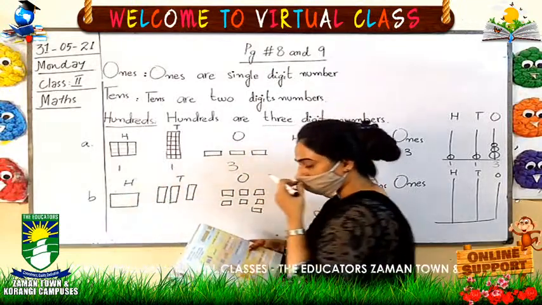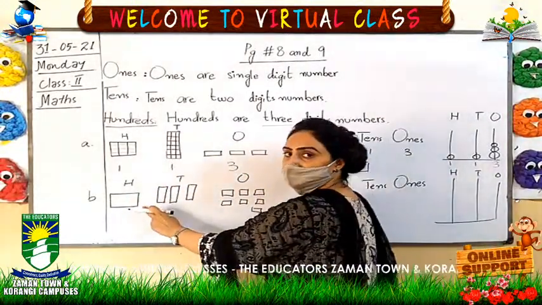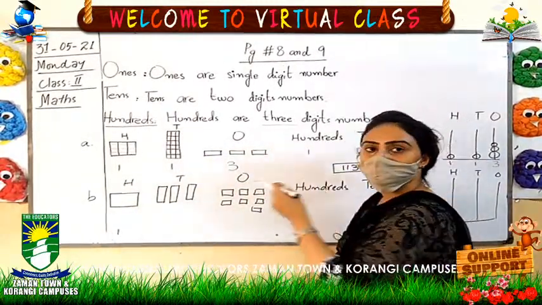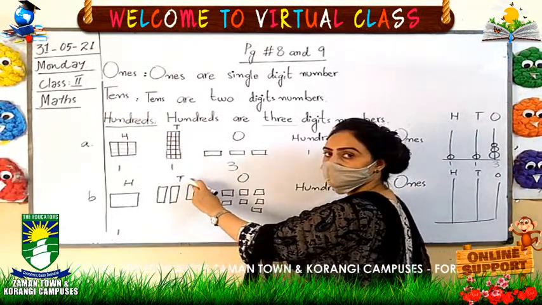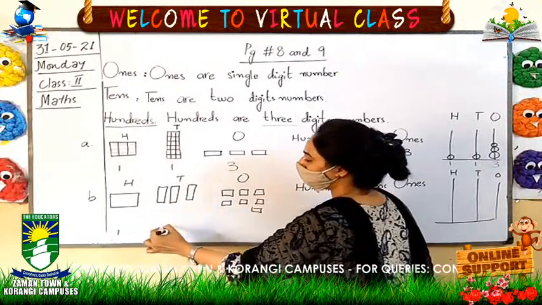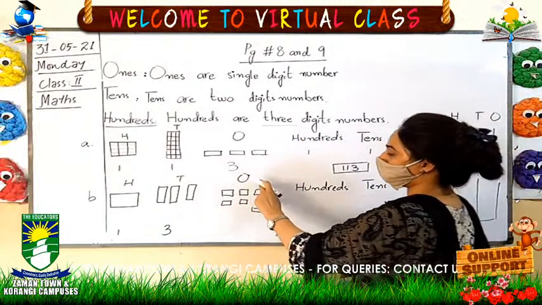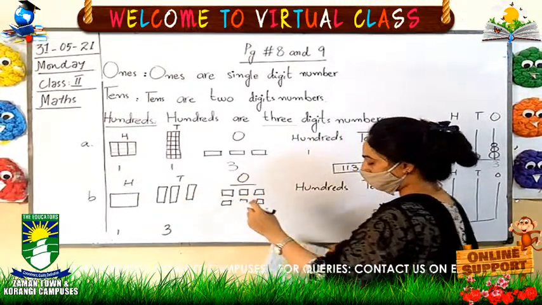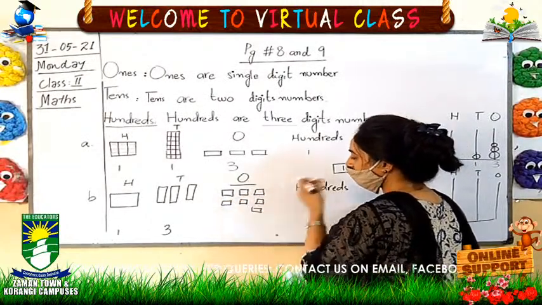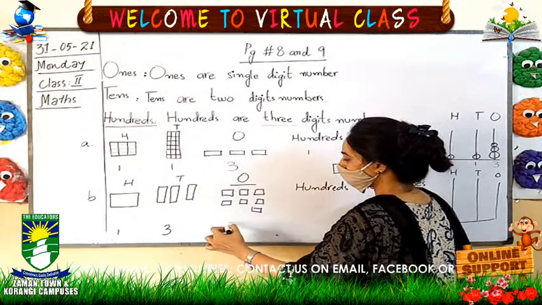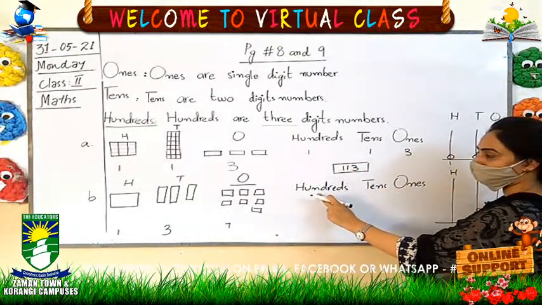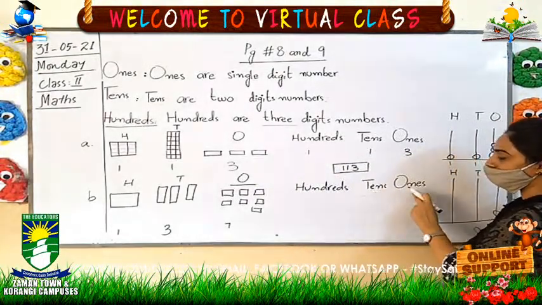How many hundreds are there? One. So write one here. Now it's time to count tens. How many tens are there? Count the blocks. 1, 2, 3. So write 3 here. Now ones. Count the ones. Count with me. 1, 2, 3, 4, 5, 6, 7. Write 7 here. Now put here the value of hundreds, the value of tens, and the value of ones.